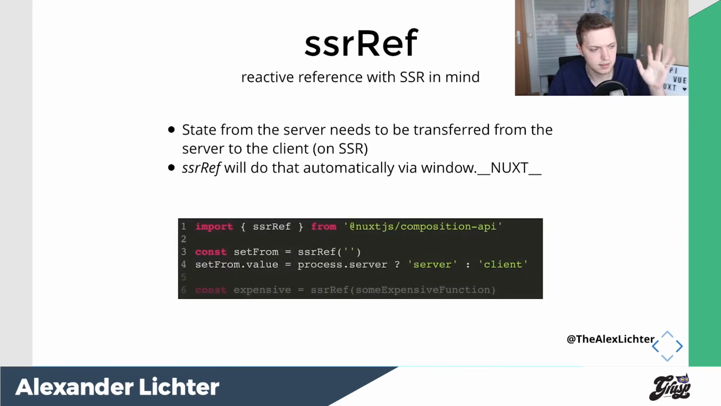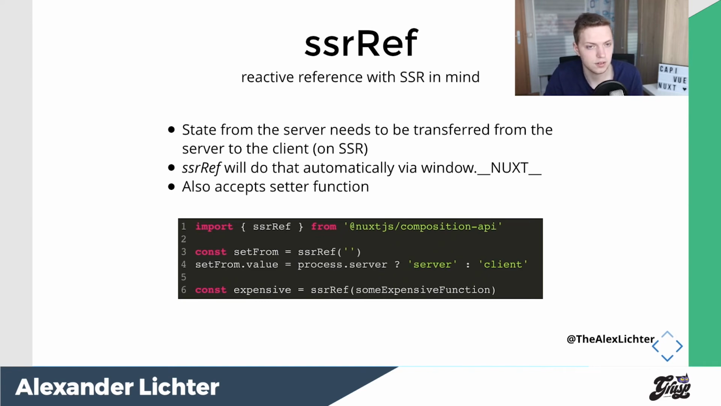So for example, if we take this very basic example: get ssrRef, setFrom equals ssrRef with an empty string, setFrom.value. If it's called on the server, set it to server. If it's on the client, set it to client. Nice. Then in the initial request, it will be server, and on the client side it will be client. So hydration will happen. Server state will be copied over. Also, many Nuxt.js composables use ssrRefs under the hood. And it also accepts a setter function, so if you have some expensive setter function, you can just pass it in.